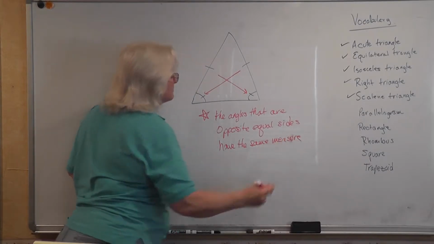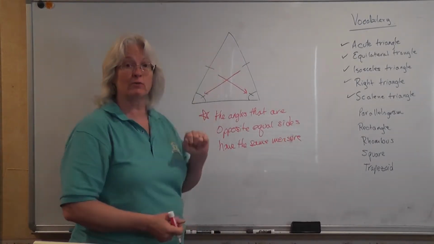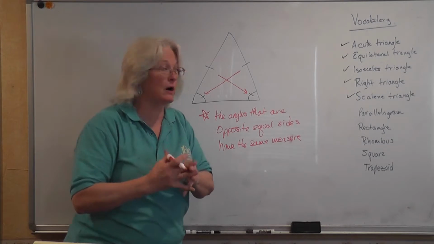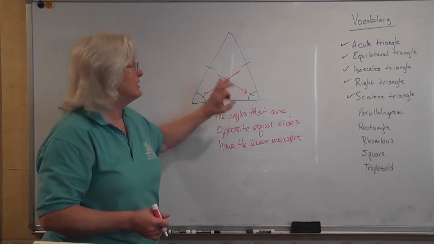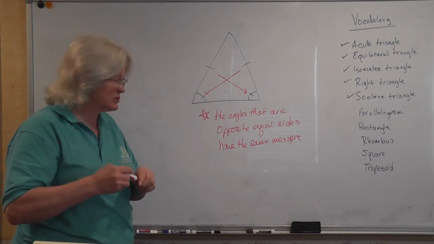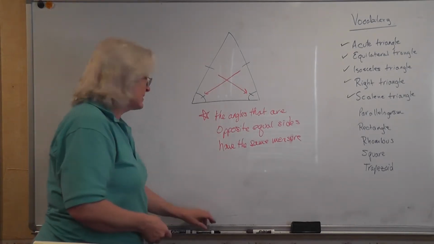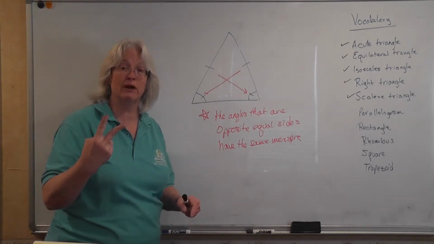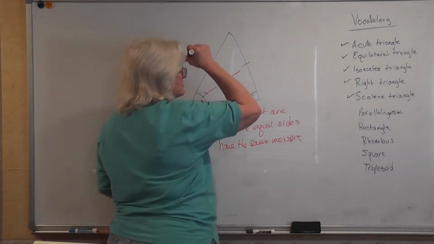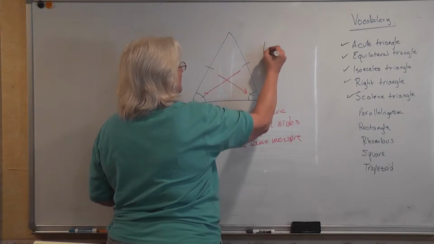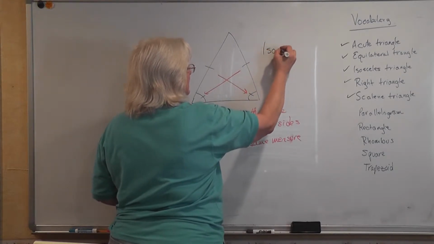Same measure. Now if you look at this triangle right here, it should be pretty obvious that none of these are a right angle. This is just a regular isosceles triangle. Remember that I said an isosceles triangle has at least two sides that are the same. So this is just a plain old ordinary isosceles.